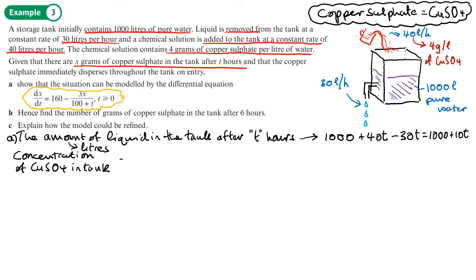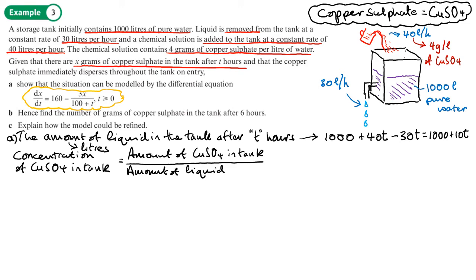Well, that's going to be equal to the amount of copper sulfate in the tank divided by the amount of liquid in the tank. So the amount of copper sulfate in the tank is given by x, and the amount of liquid in the tank is given by 1,000 plus 10t.